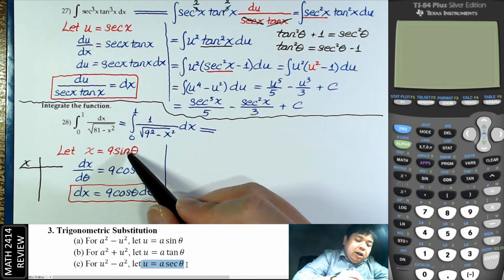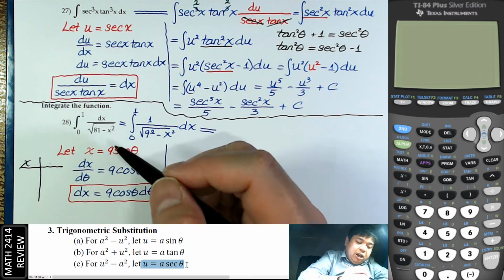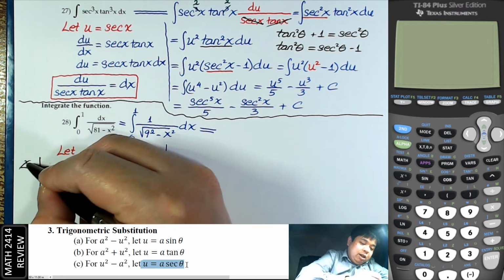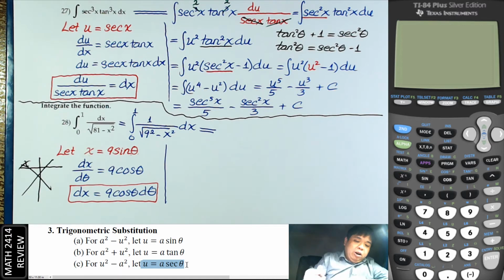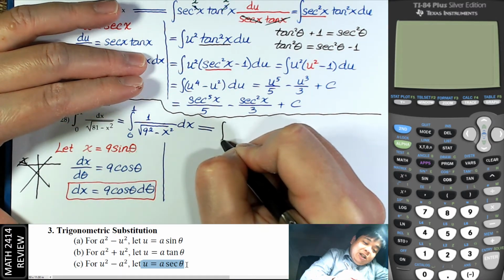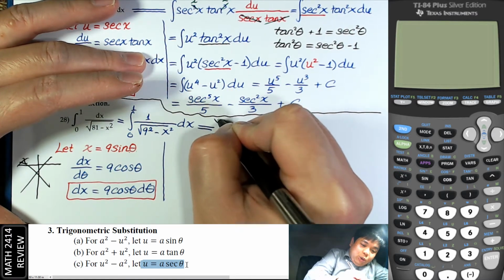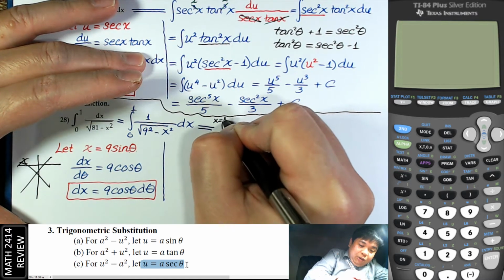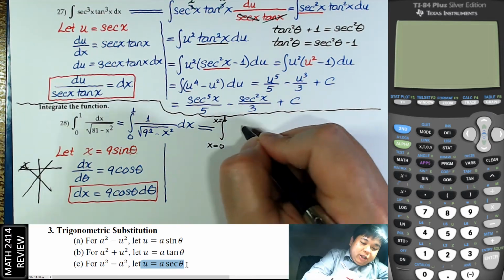Actually, we go to d theta, so we need to find the limit for theta. Actually, we're going to just keep the limit for x. So we say x equal to 0 and x equal to 1. So we know that limit is still x, even though we have d theta here. So be careful with this type of problem.